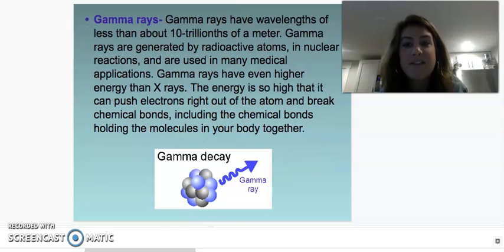Last but not least, we have gamma rays, which have wavelengths less than about 10 trillionths of a meter. These gamma rays are generated by radioactive atoms, which we talked about in our radioactivity unit if you want to go back and look at that. Gamma rays have even higher energy than X-rays, and the energy is so high that it can push electrons right out of the atom and even break chemical bonds, including the chemical bonds holding molecules together in your body, which is why it's very dangerous to us.